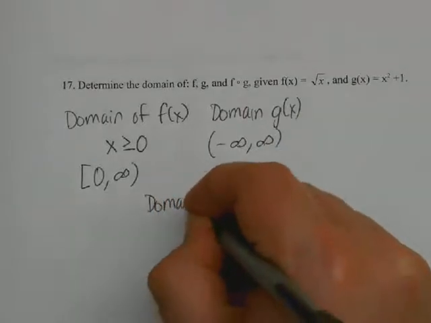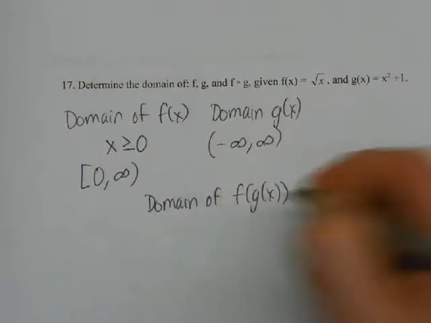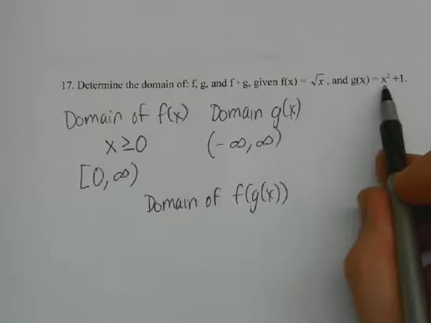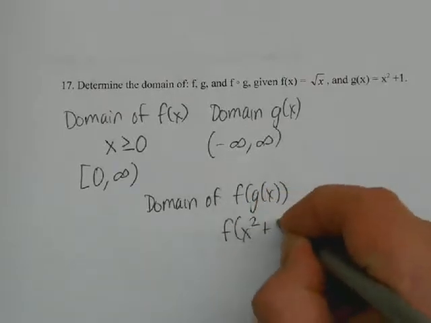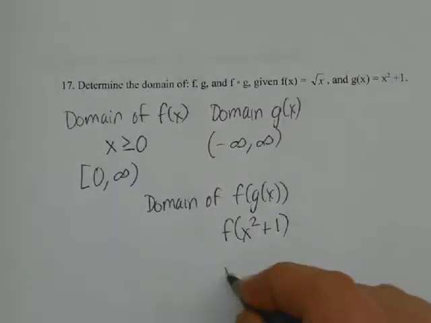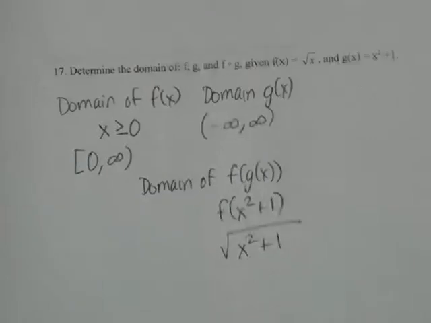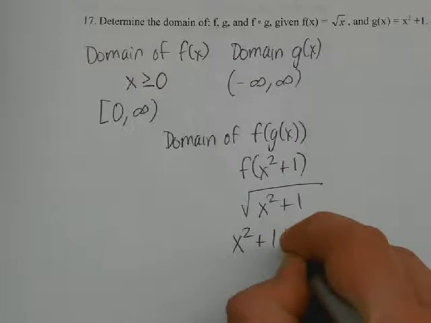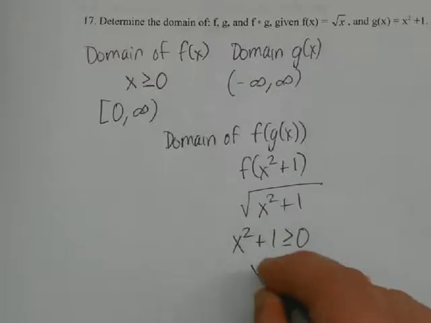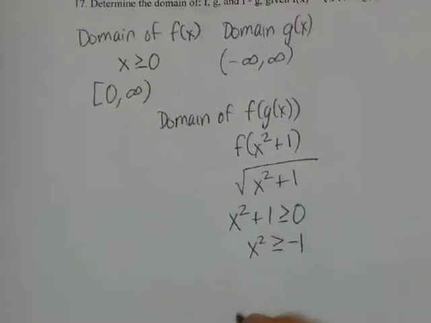And the last part, what is the domain of f of g of x? So I don't see any restrictions for g, so I'm going to go ahead and plug that into function f, and what we end up getting is radical x squared plus 1. So when is x squared plus 1 greater than or equal to 0? And you may know the answer already. X squared will always be greater than a negative number. So the domain is all reals.